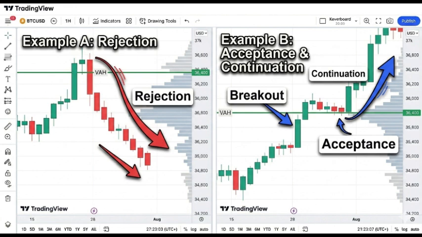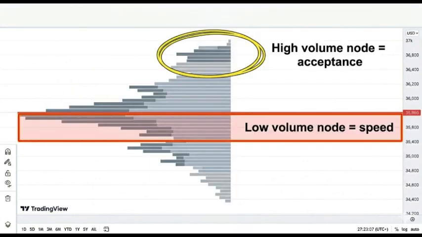A weak move breaks a level, but quickly returns back inside value. A strong move breaks a level, holds above it, and builds acceptance there. That is the kind of distinction volume profile helps you see. Now we go one level deeper.